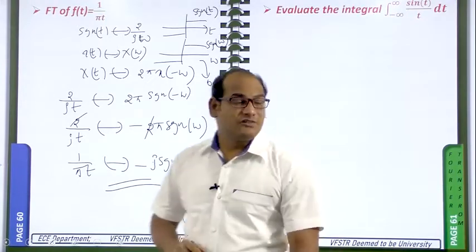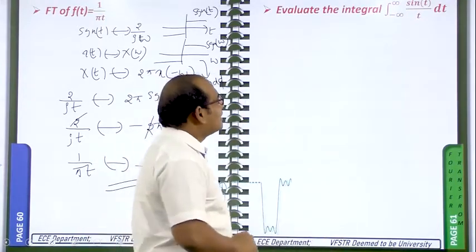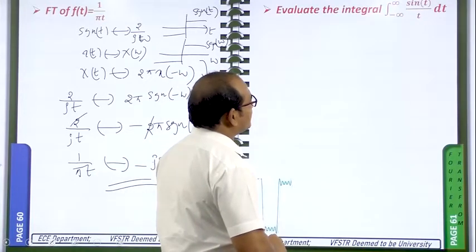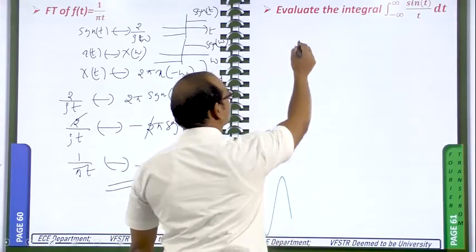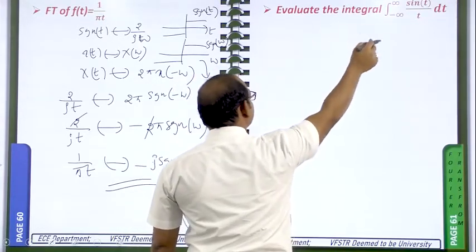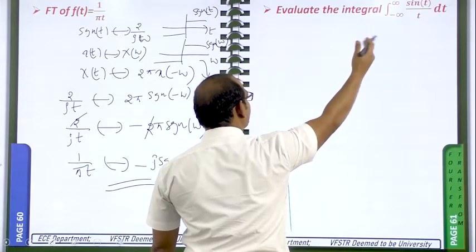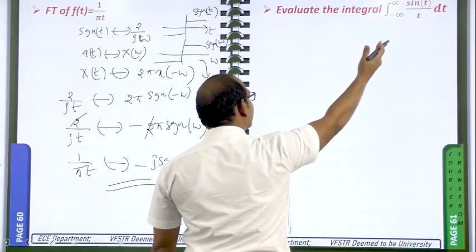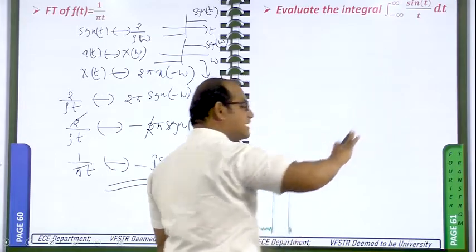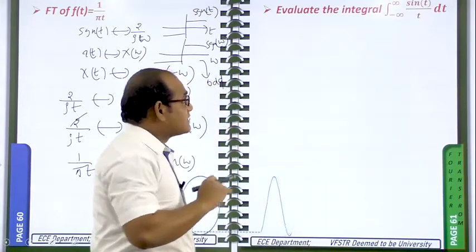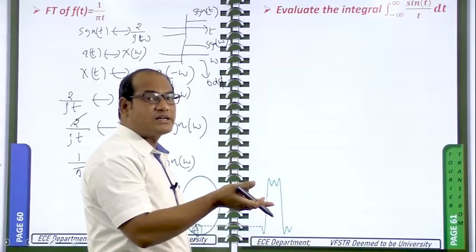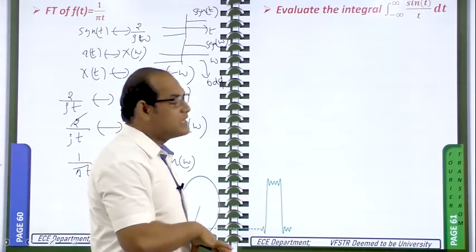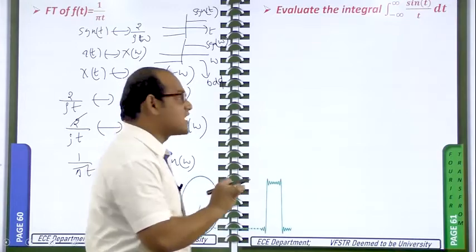Next, evaluate the integral, integration from minus infinity to plus infinity sin t by t dt. Whenever this sampling function is coming, sin t by t or sin omega by omega, sin omega tau by 2 by omega tau by 2, all these things are related to the sampling function. Sampling function we have seen in the frequency domain, for which the inverse Fourier transform is nothing but a rectangle pulse. From that onwards we can start this one.